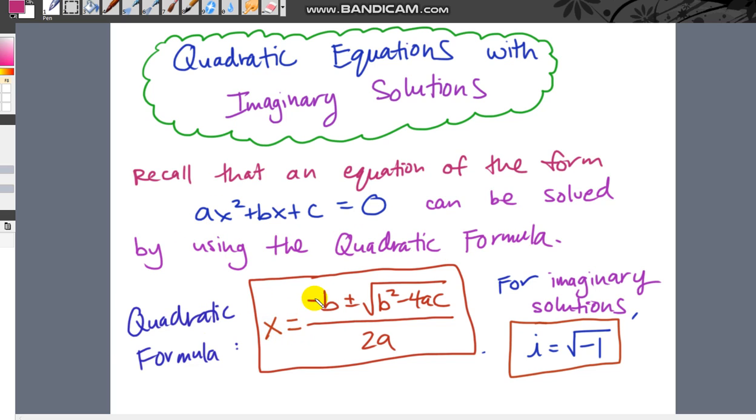So x is equal to negative b plus or minus the square root of b squared minus 4ac all over 2a. And for imaginary solutions, like it showed you in the last assignment, imaginary solutions can be represented with an i, and i equals the square root of -1. Okay, let's do an example so you can see how this works.